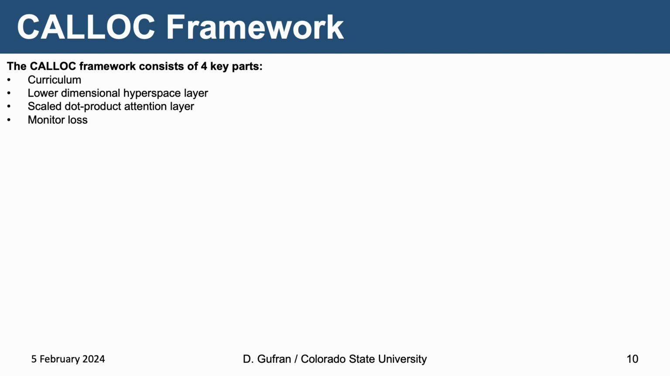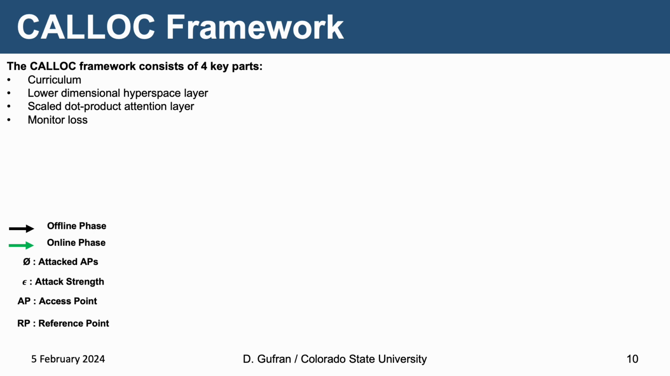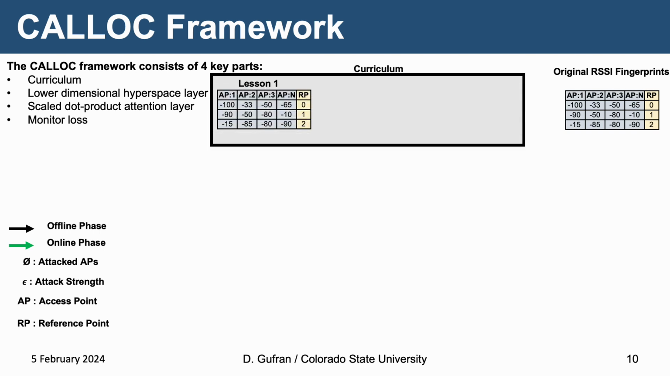The CALLOC framework comprises four essential components: the curriculum, lower dimensional hyperspace layer, scaled dot product attention layer, and loss monitoring. The framework initiates in the offline phase, capturing original RSSI fingerprints at various RPs within the building floor plan. The subsequent step involves crafting a curriculum with different lessons, each containing diverse adversarial samples to fortify the machine learning model against potential attacks in the online phase.